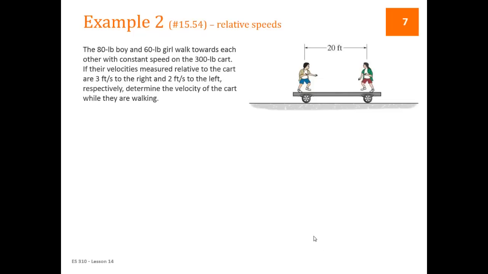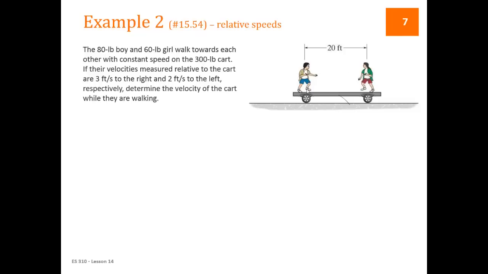Here's another example, and in this example, we're given information about relative speeds. So think back to our kinematics and how we deal with relative speeds, because we're going to have to deal with those in order to handle this problem. So what's happening here, we have a cart. Originally, everything is stationary, and then the boy and the girl start walking towards each other.